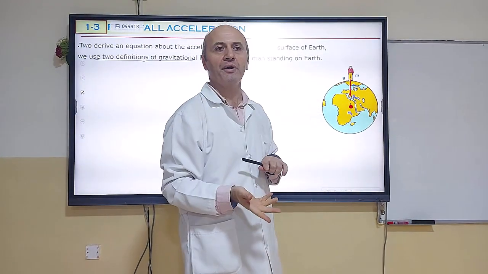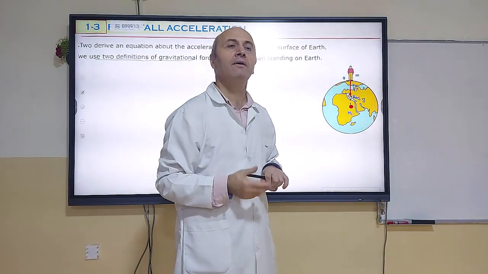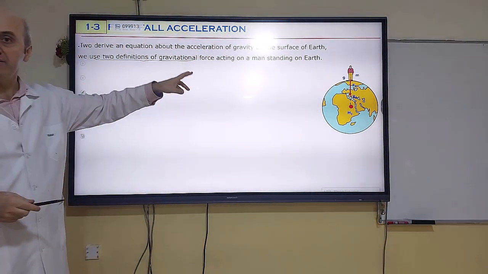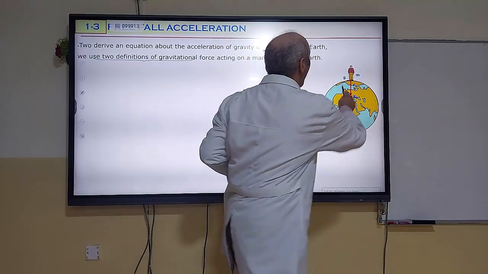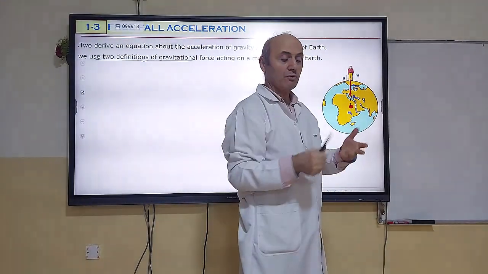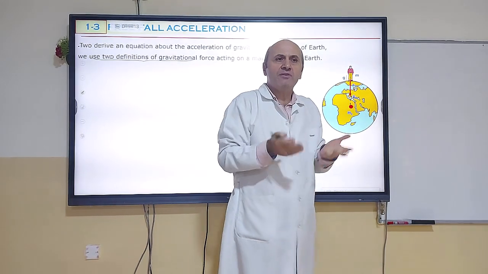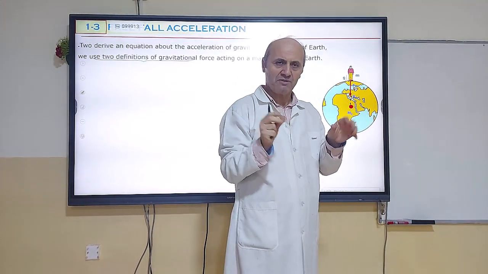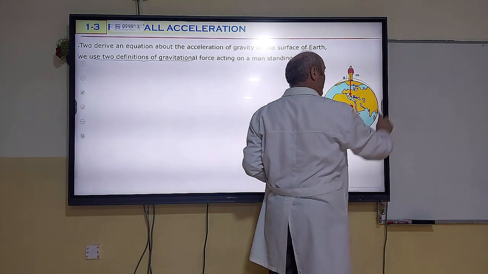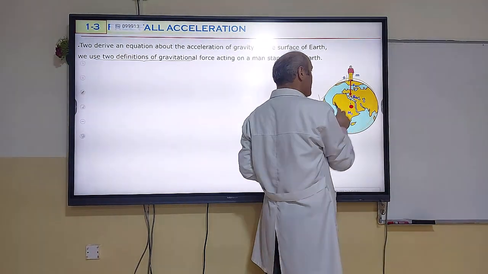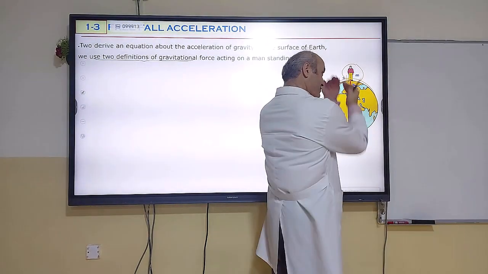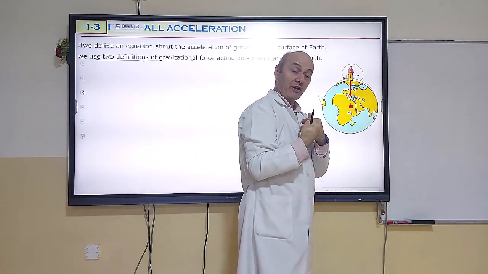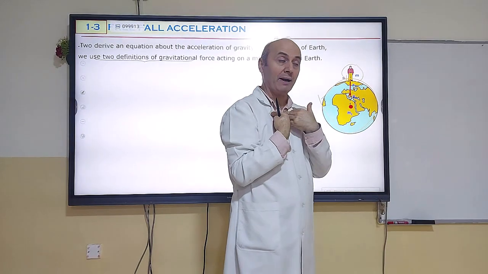Next second, 1 more 9.81. Then 1 more 9.81. So we are going to calculate g on the surface of any planet: Earth, Moon, Mars. But to derive this equation, I am going to use one fact. What was the fact? When you're standing on the surface of the Earth, a force acts on your body.